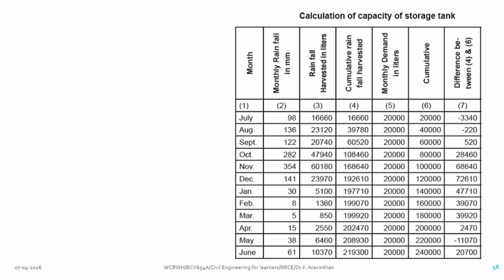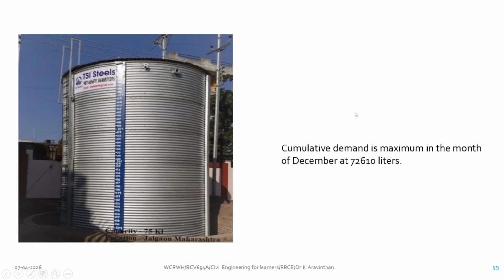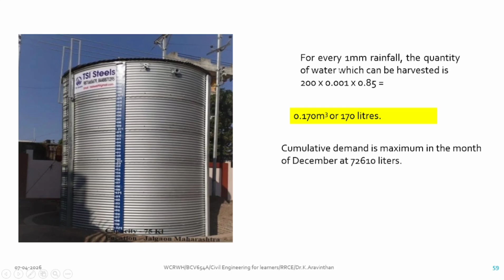So no need to install 2,19,300 liters of storage capacity. You can only install 72,610 liters of capacity, because you will be using that water monthly for your domestic purpose. The cumulative demand is maximum in the month of December, that is 72,610 liters. For each and every 1 mm rainfall, how many liters you will get is 170 liters in Chennai.